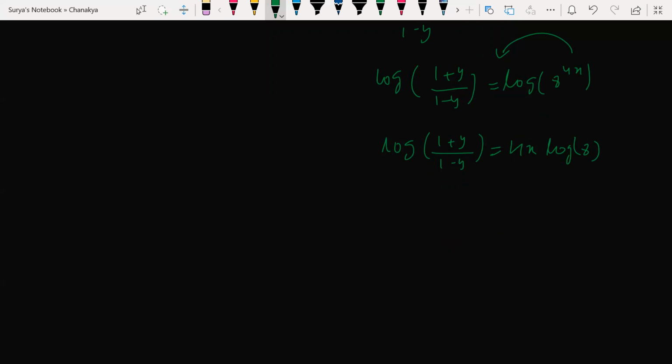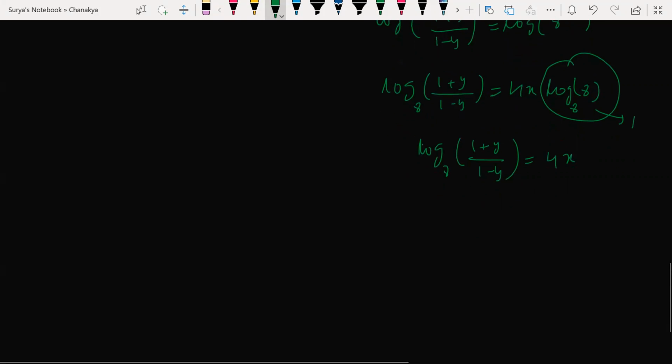So can I take anti-log on both sides? So log base 8. Can I take both sides the same base? You can take both sides the same base, beta. Let me take base 8 here. So this becomes 1 here. Okay. So log with base 8 of (1 plus y) divided by (1 minus y) is equal to 4 into x into 1, 4x. Right? So what is x going to be now? 1 by 4 times log with base 8 of (1 plus y) divided by (1 minus y).